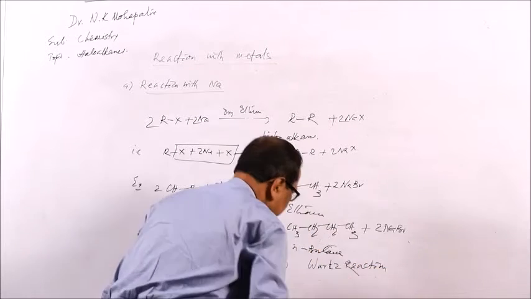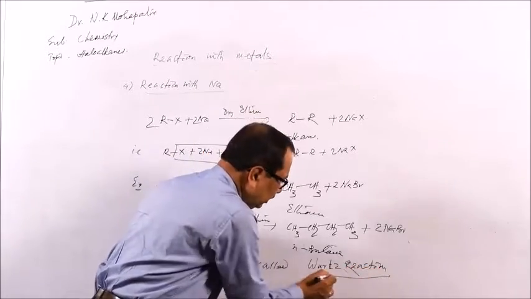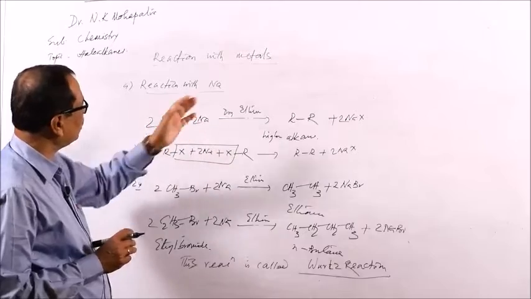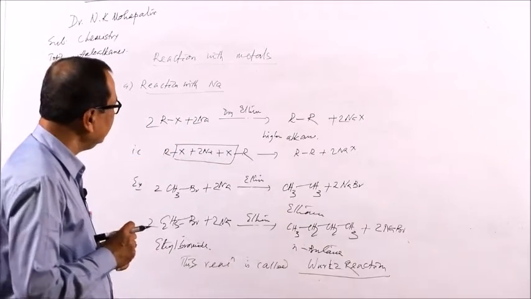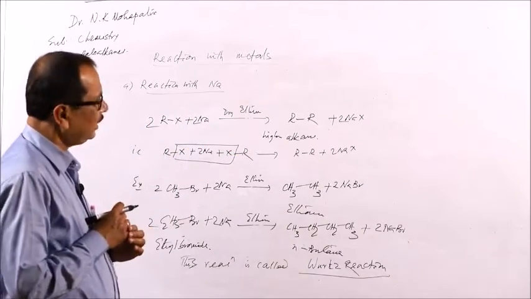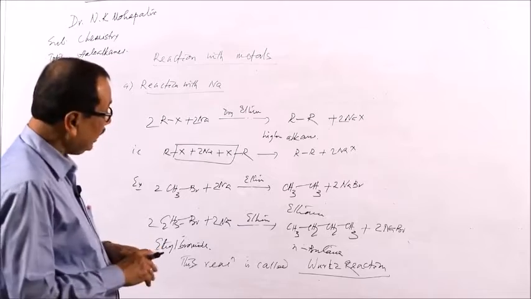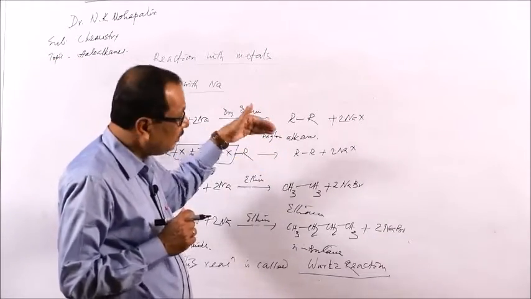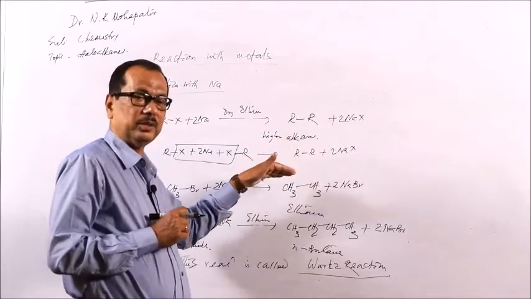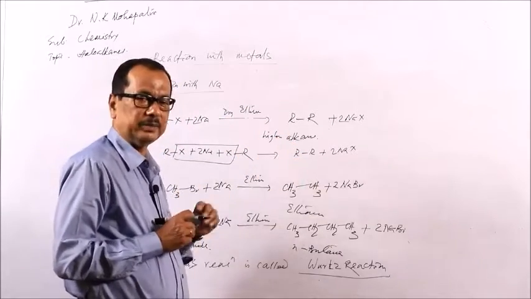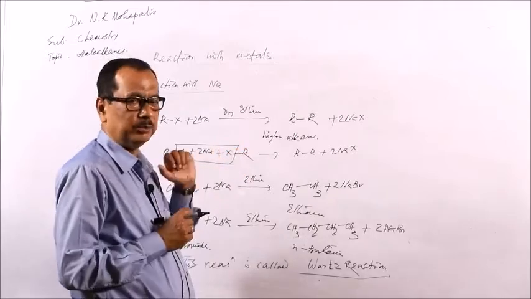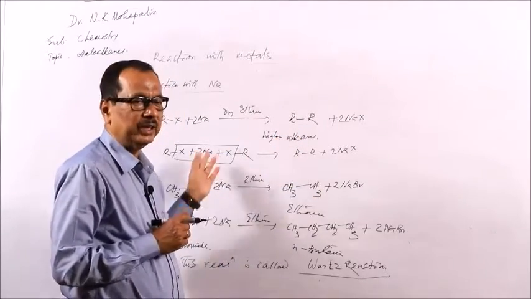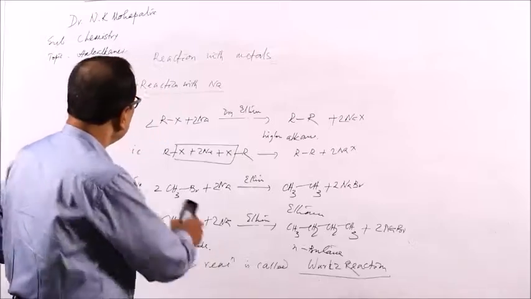Wurtz reaction helps us in the preparation of higher alkane from lower alkyl halide. When metallic sodium reacts with alkyl halide in presence of dry ether, we get higher alkanes. And you must remember, this alkane will always have an even number of carbon atoms. Alkanes with an odd number of carbon atoms cannot be prepared by this method. For example, if you want to get propane or pentane, you cannot use this method.